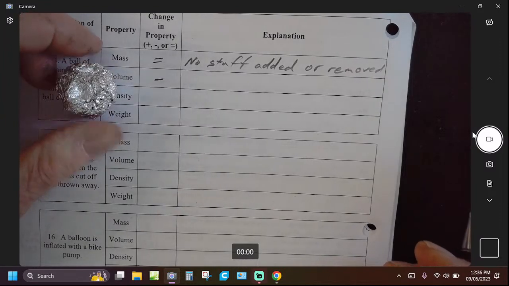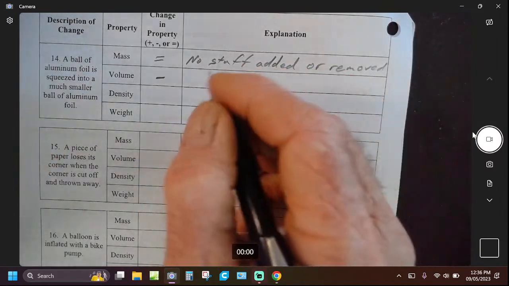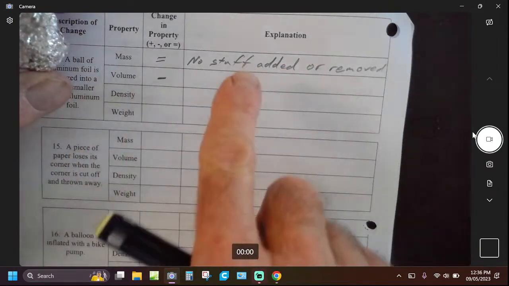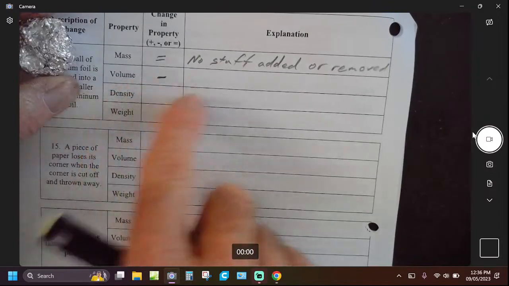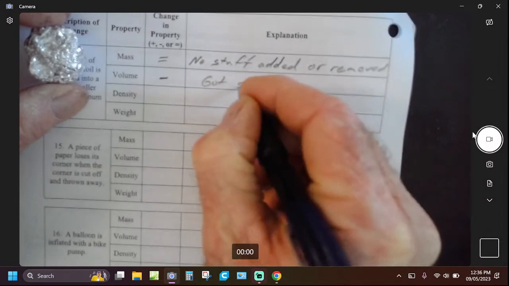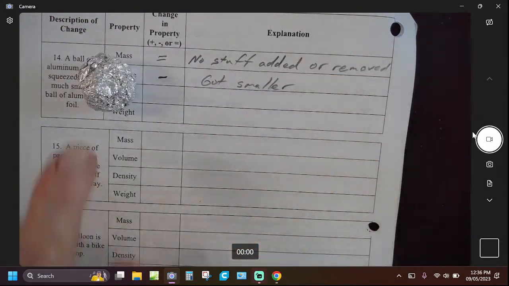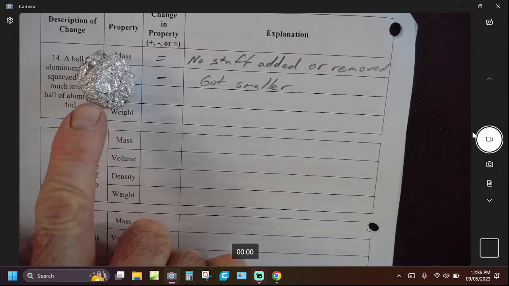Ooh, that made me think of something else. Well, I'll come back to it in just a second. But mostly for the explanation, I just want to know that you know what volume is and how to apply it to this situation. So it got smaller. I'm just going to say it got smaller. But Prosper said something interesting. He said, I removed the air from it. Is that true? Was there air inside it before? Yes. Is it gone now?